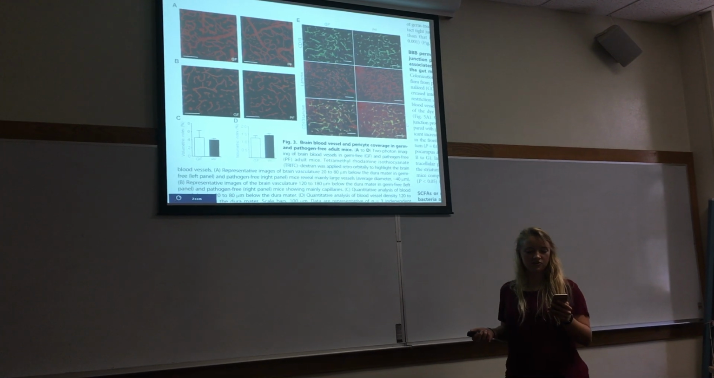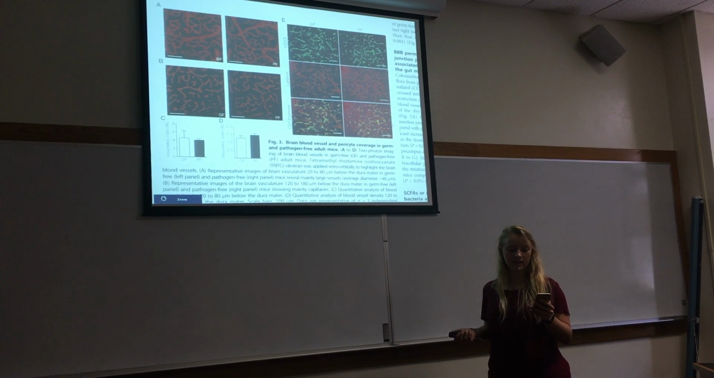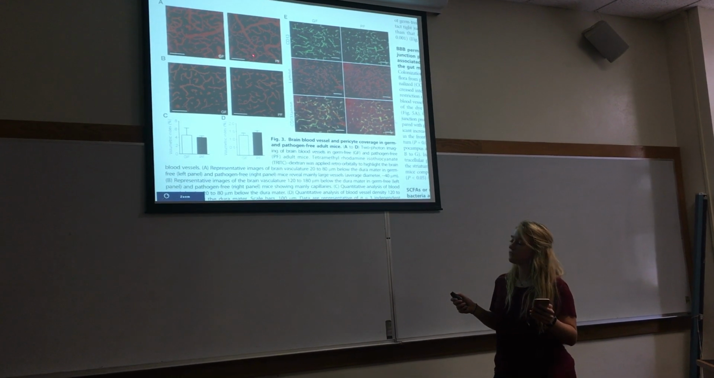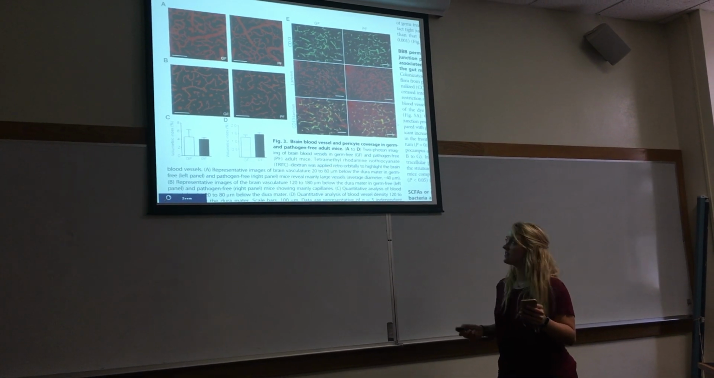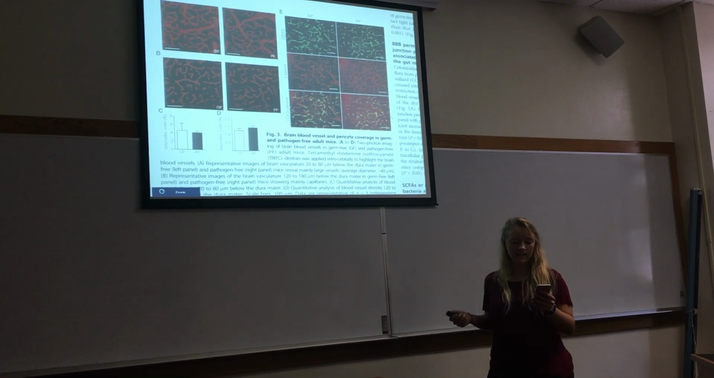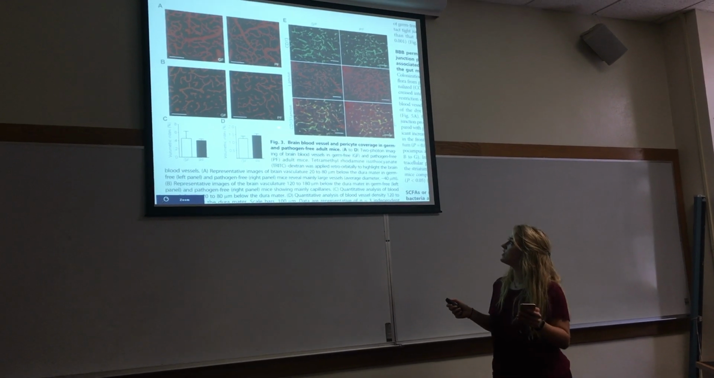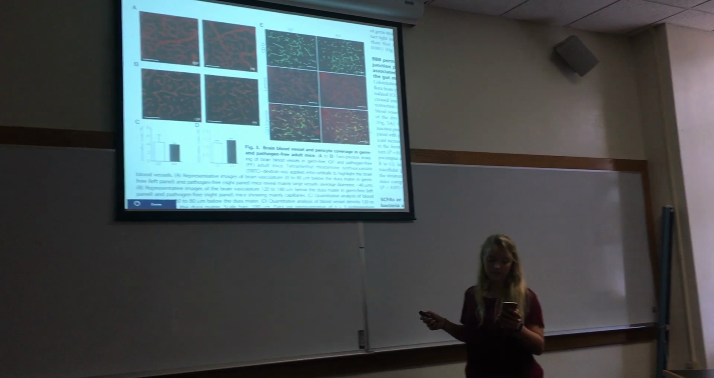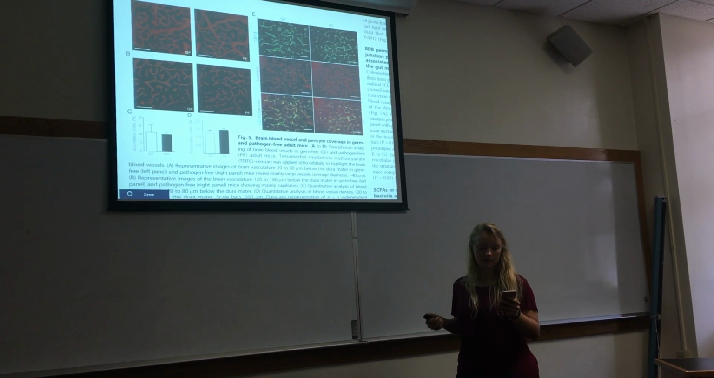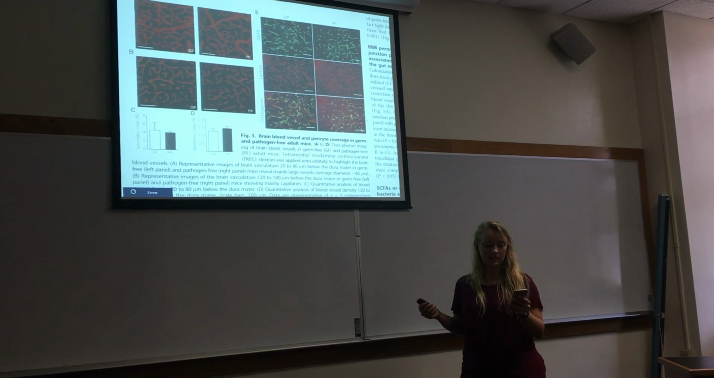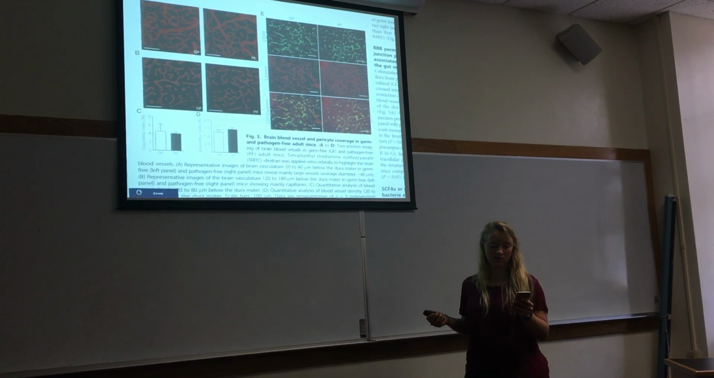Figure 3A uses two-photon imaging to compare the brain vasculature of both germ-free mice on this side and pathogen-free mice on that side, 20 to 80 micrometers below the dura mater. Figure 3B over here uses imaging to compare the brain vasculature 120 to 180 micrometers below the dura mater.